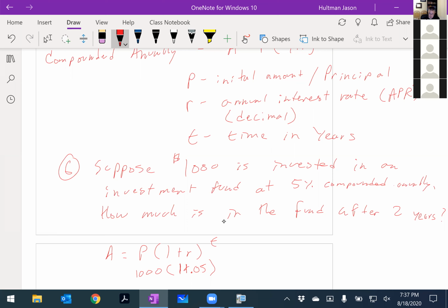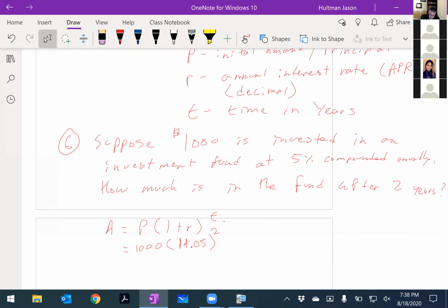Yes, that is 0.05 as the decimal. 5% as a decimal is 0.05. It's not 0.5. Don't make that mistake. I've seen that made a lot in my life. 0.05 is 5%. And then what's T? Anybody? 2 years. Aaron, was that you? Yes. Aaron said it's 2 years. Somebody else said 2 as well, but it didn't register. So we're just going to calculate this out.